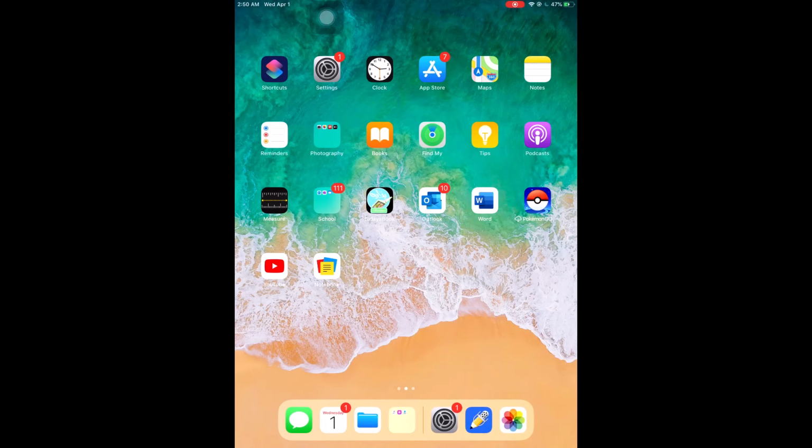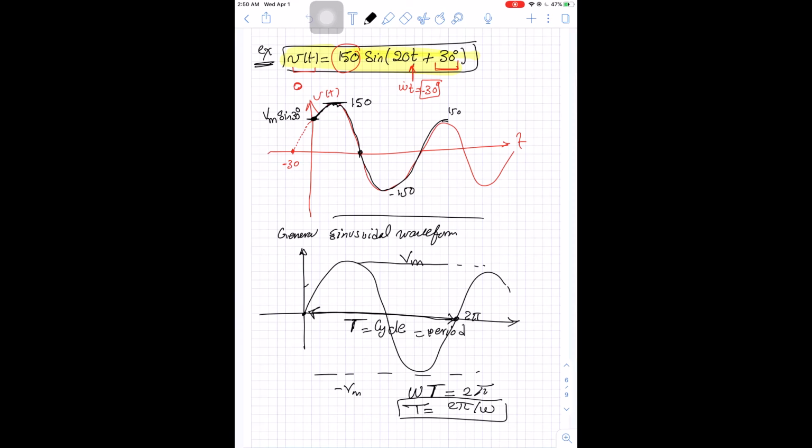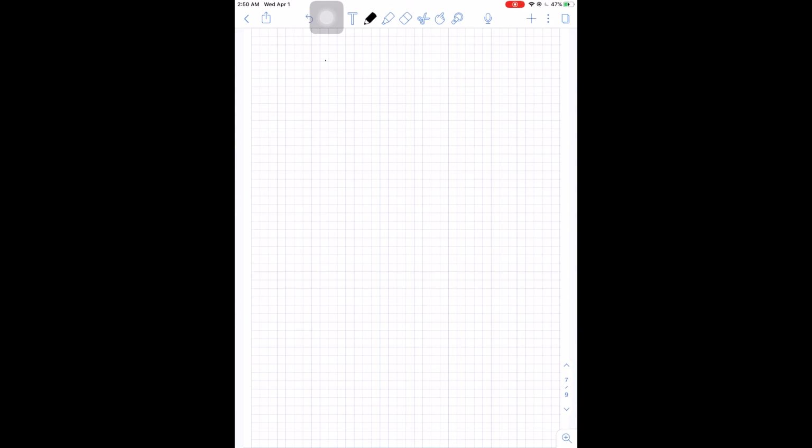The first important equation we have is T equal to 2 pi over omega, and omega is the frequency in radian per second. So omega is the frequency in radian per second, and T is the period, or the cycle time. T is measured in seconds, and omega is measured in radian per second.